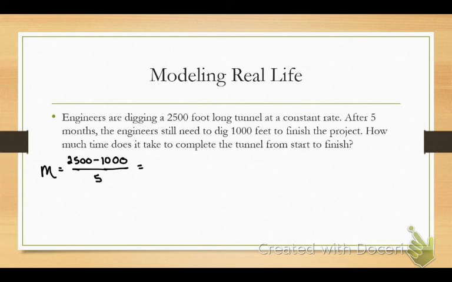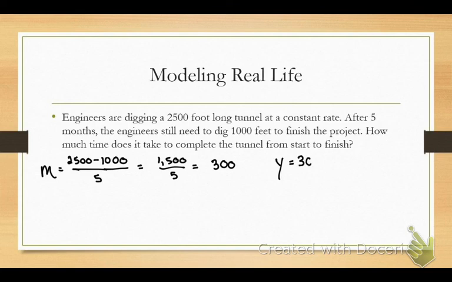All right, so what's 2,500 minus 1,000? 1,500. Divided by 5 tells me 300 feet per month. That is my rate. So guys, I'm going to ask you to do this. Write an equation. You solve for m. Now put it into your slope-intercept equation. Y equals, what do you plug in for m?